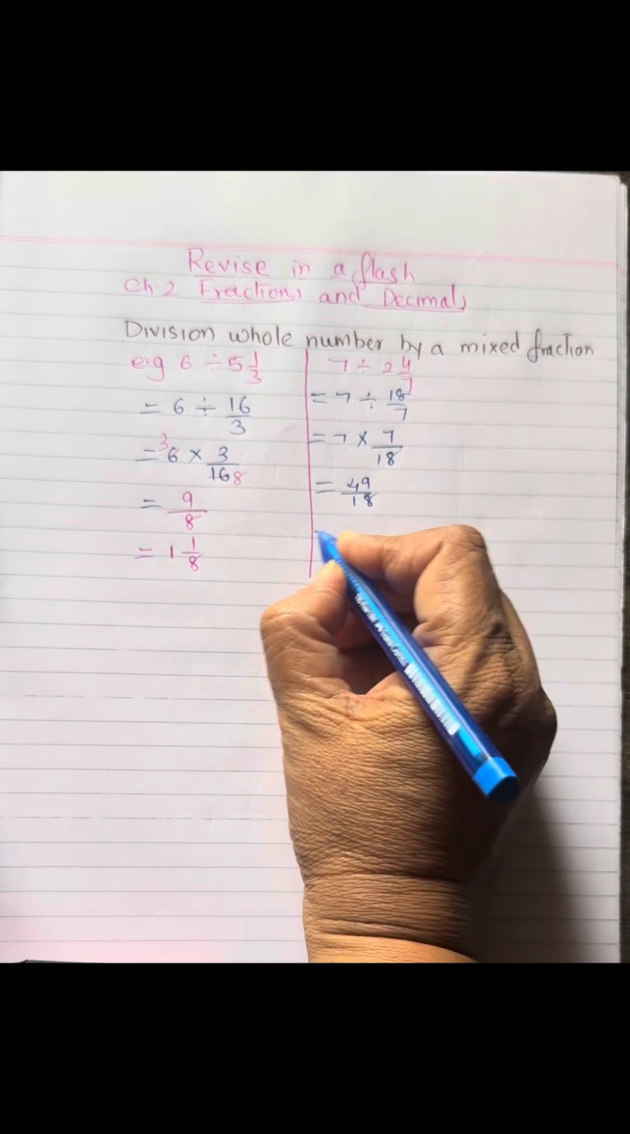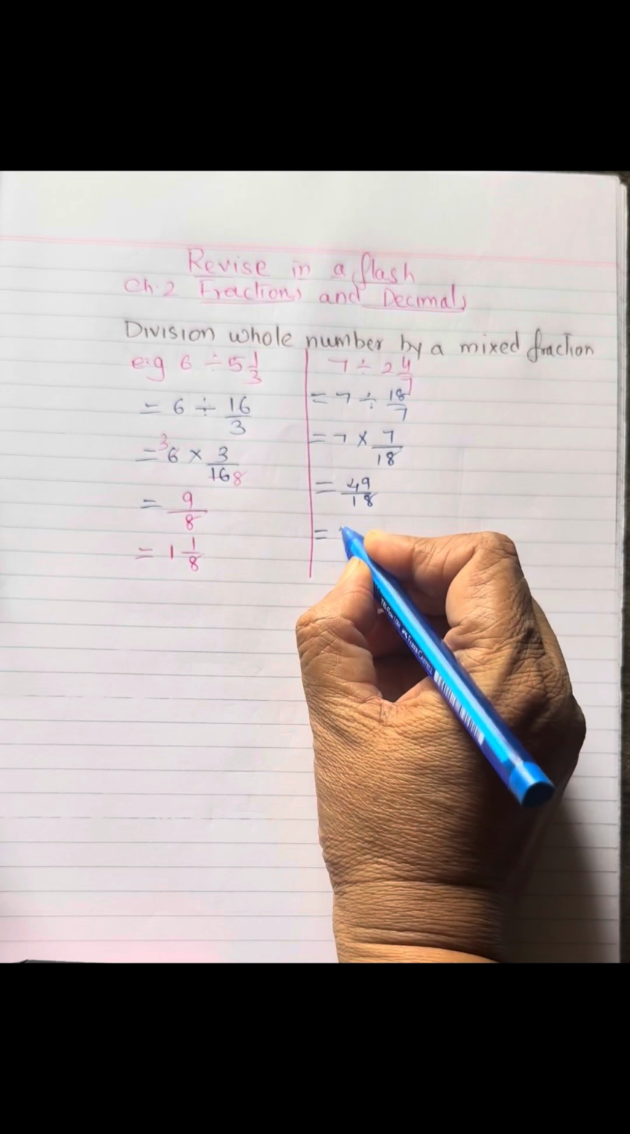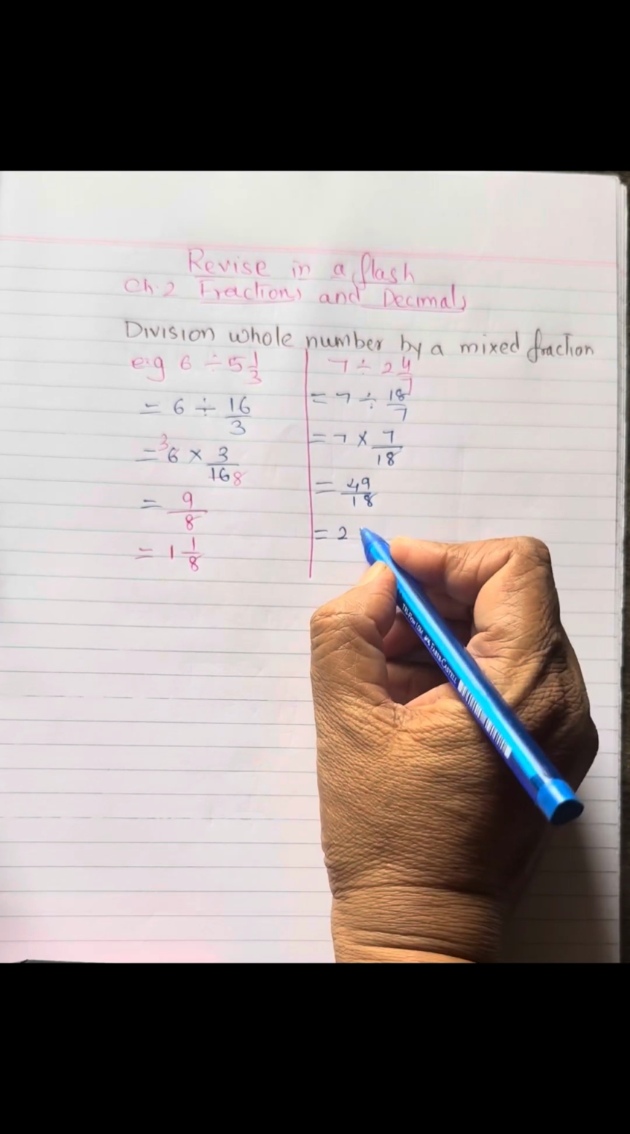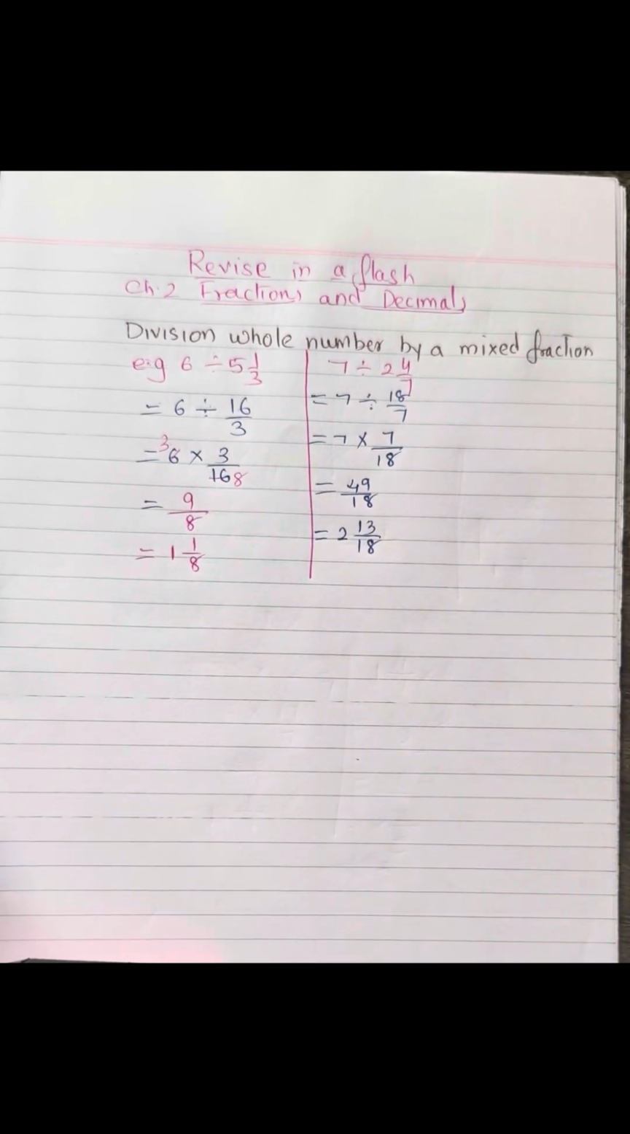If you need to convert it into mixed, 18 2s are 36. 49 minus 36 will be 13 upon 18. So your answer is 2 whole 13 upon 18. Correct? I hope you have understood how to divide a whole number by a mixed fraction.